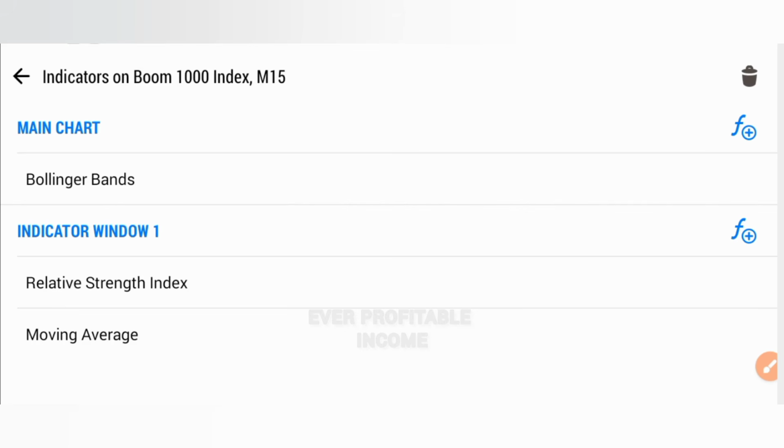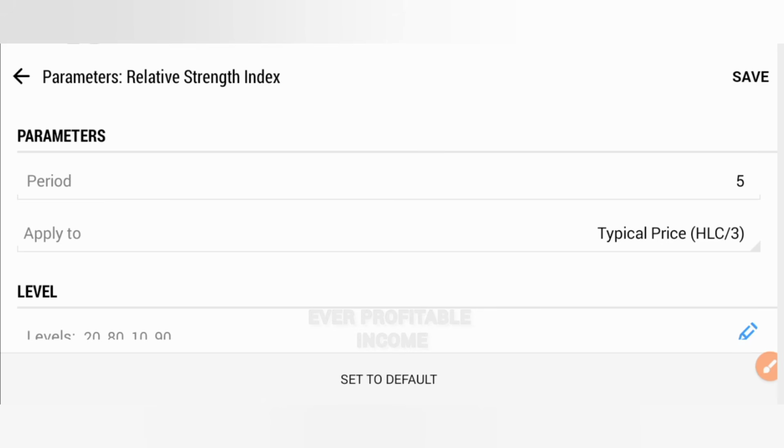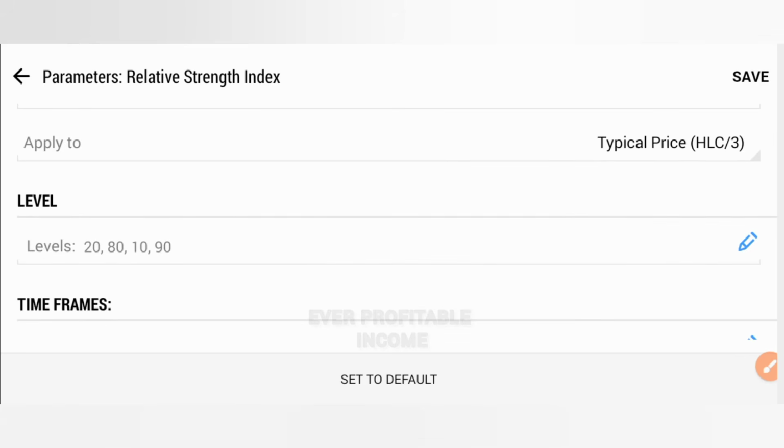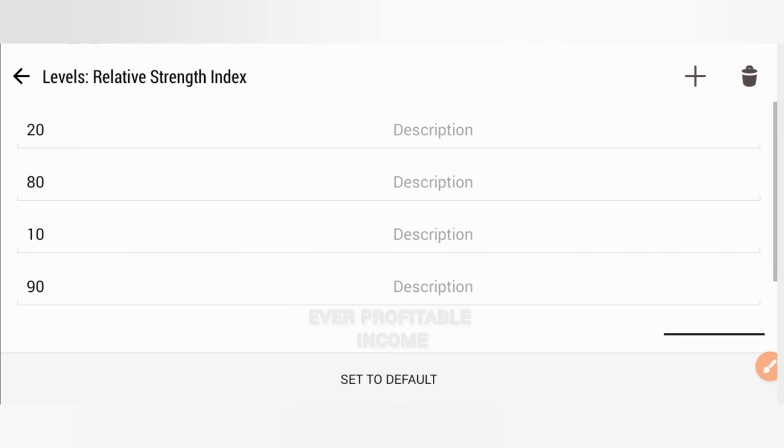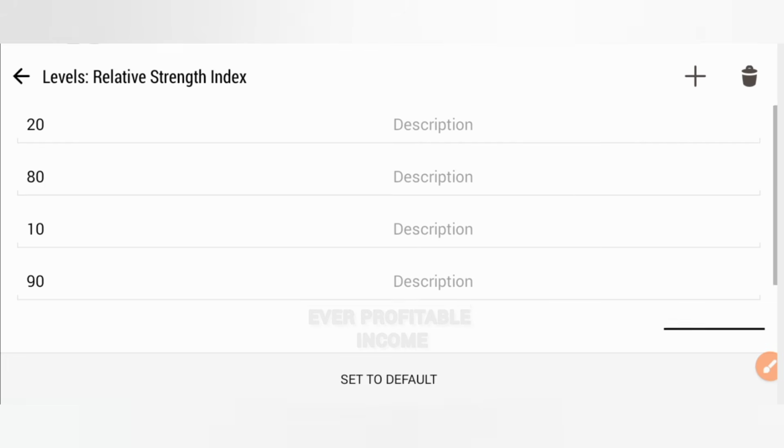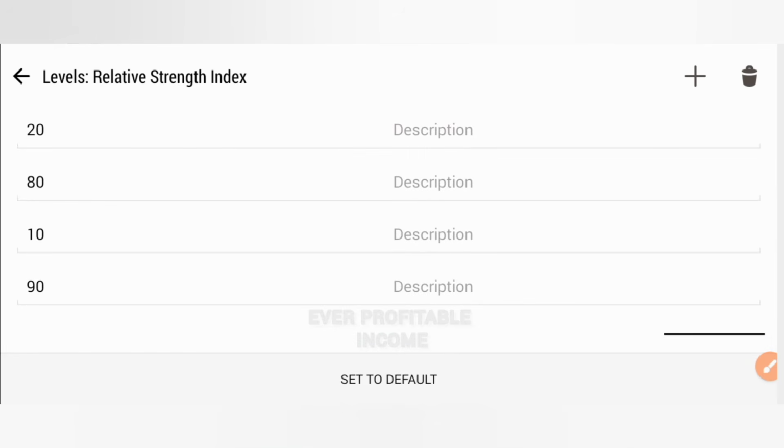Now on the indicator window, we have the Relative Strength Index. We add our Relative Strength Index. The period is 5, and we have applied to typical price, and then we have the levels, which are very important. These are your levels: 20, 80, 10 and 90. You can choose any color of your choice. I like to use black.